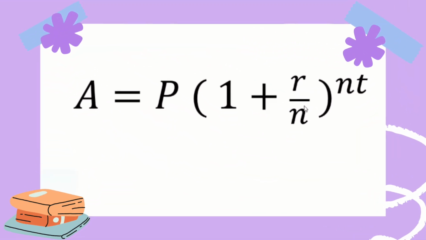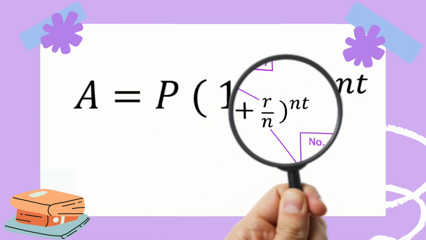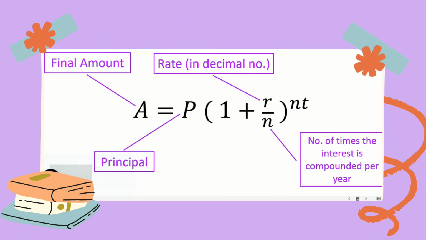So, this is our formula for the compound interest. We have A equals P multiplied by quantity 1 plus R over N, quantity raised to nth power. So, letter A will be the final amount. Ito yung final amount, which is the principal plus the compound interest. So, yun yung binabayaran ng kliyente, yung interest sa compound.